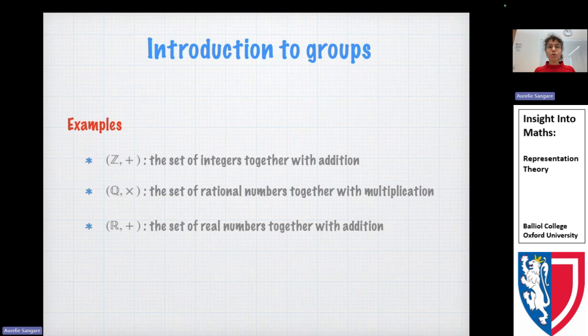And to give you examples of groups, you've already encountered these groups, you just probably haven't been told that they have the mathematical structure of a group. Here I've included the example of the integers together with addition, they form a group. Similarly, if you take the rational numbers together with multiplication, they also form a group, or the real numbers together with addition also form a group. Let me show you why, let me prove why the integers together with addition form a group.